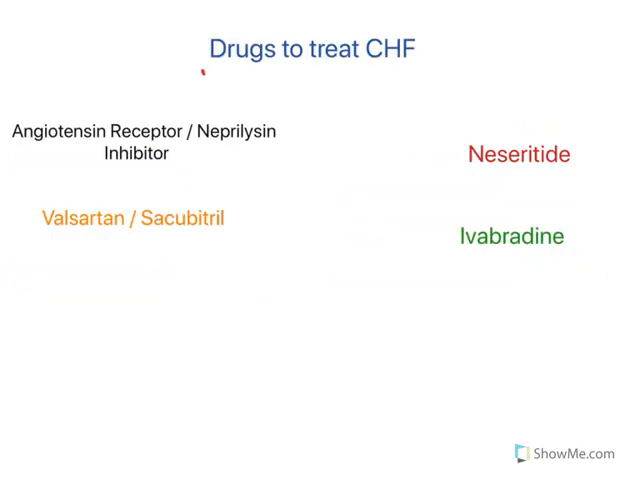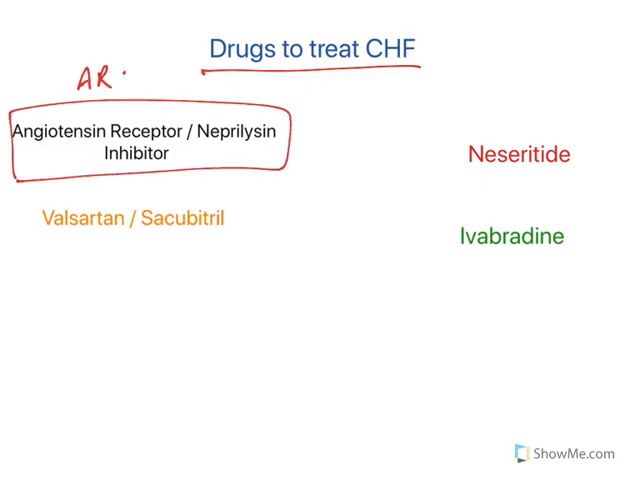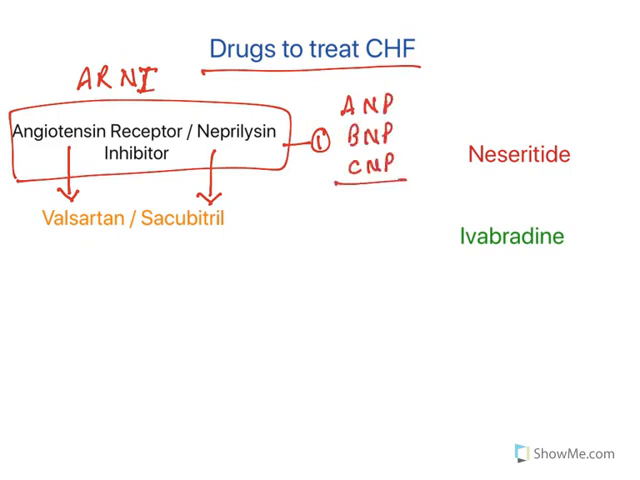Now, the other drugs used to treat congestive heart failure: there is a combination known as ARNI, angiotensin receptor inhibitor and neprilysin inhibitor. Angiotensin receptor inhibitor is Valsartan, neprilysin inhibitor is Sacubitril. Neprilysin causes the metabolism of A-type, B-type and C-type natriuretic peptide. All of them are natriuretic peptides. That means they cause natriuresis. Natrium means sodium. Sodium excretion is known as natriuresis. When natrium goes out of the body, it causes a kind of diuresis and reduces congestion.